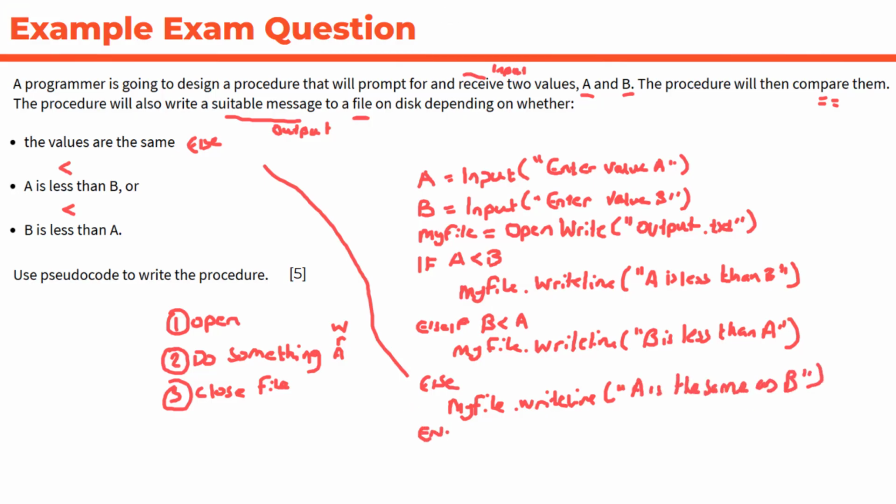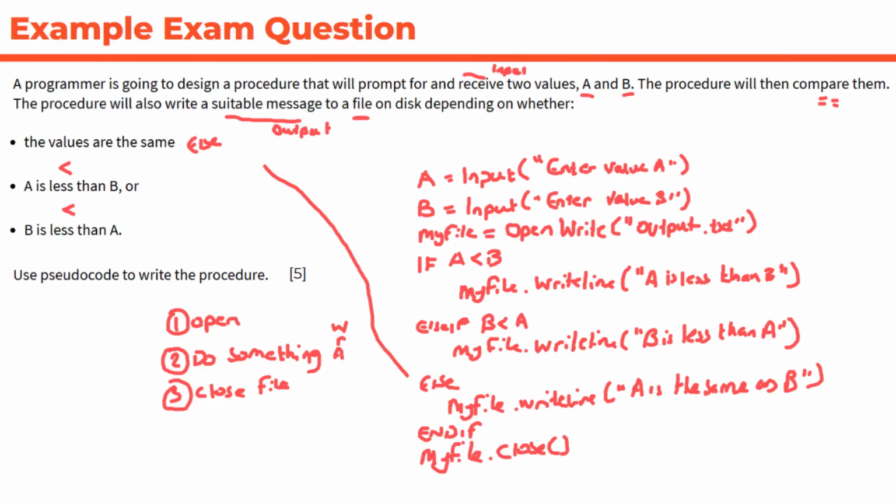Okay, in pseudocode we end ifs and end iteration as well. So selection and iteration gets ended. And then don't forget, stage 3, close the file, and that is my file dot close, and it is a method, so we will close it there.